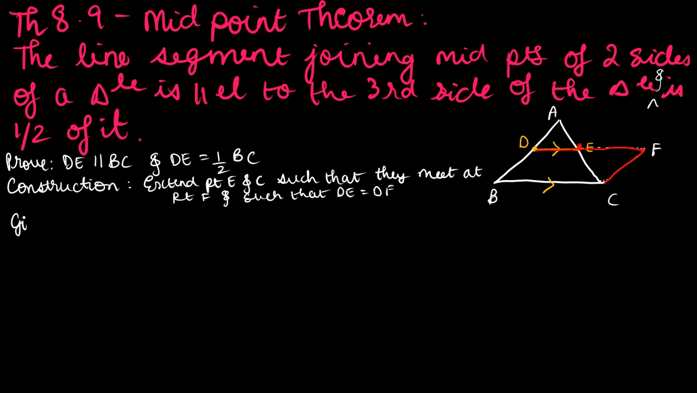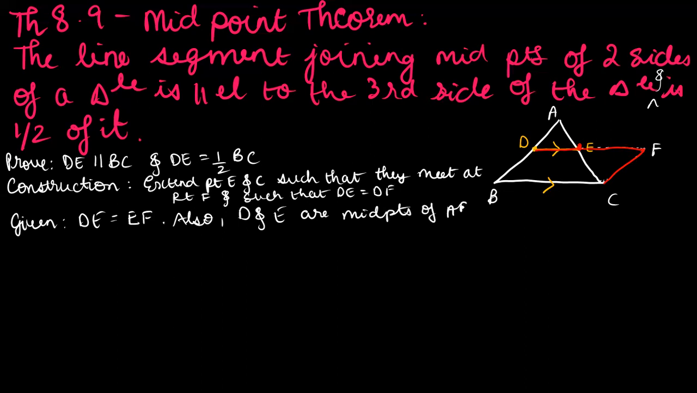Okay, so what is given? DE is equal to EF, we know, and also D and E are midpoints of AB and AC. See, DE is equal to EF by construction, we have told that, right? And D and E are midpoints of AB and AC. When I'm talking about midpoints, points, angles, sides and all, please keep looking at the figure so that you'll understand. Clear? So let's see how to prove that DE is parallel to BC and DE is equal to half of BC.